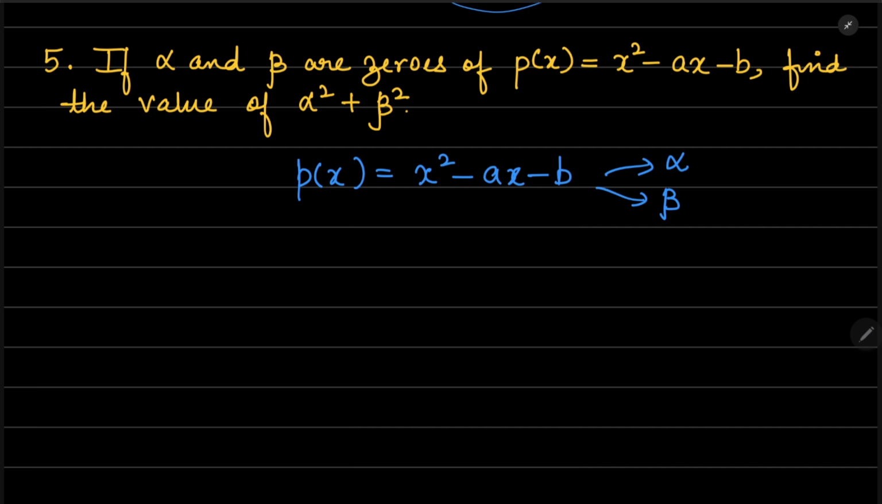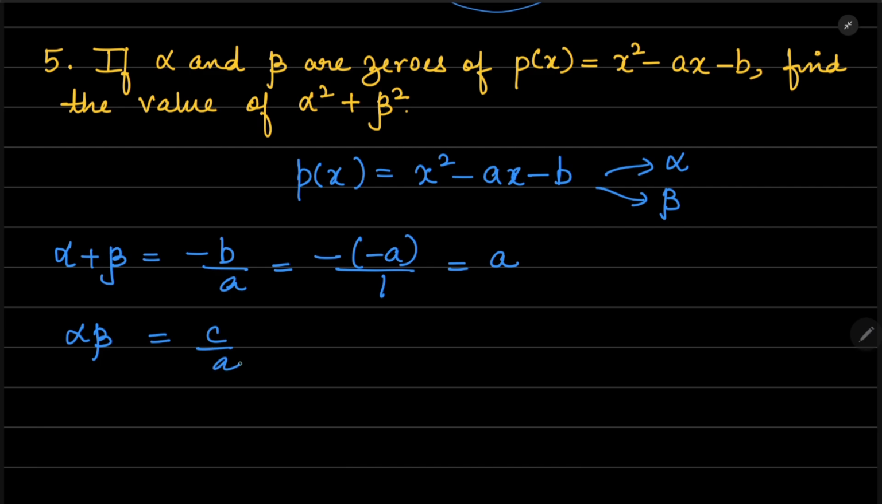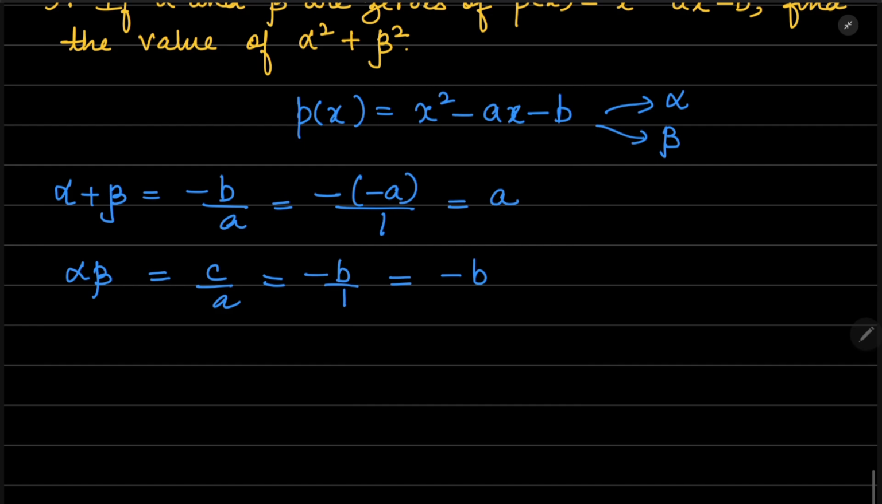So the minute before you even get into what you have to find, let us find the sum of the zeros. So alpha plus beta equal to minus b by a, which is minus of minus a by 1, which is nothing but just a. Then product of the zeros, c by a. What is c? Minus b by 1, which is minus b. Now let us see what you have to find.